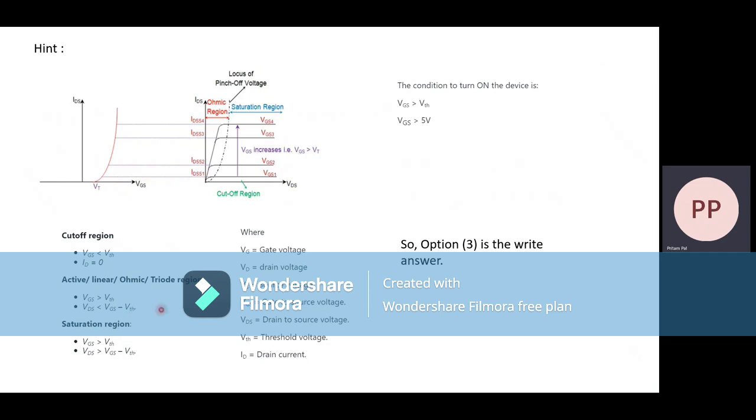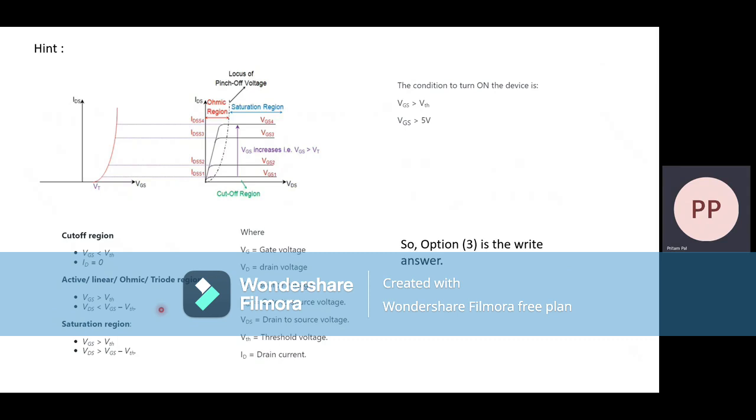Then we quickly come to the saturation region where, for both the active and saturation region, your gate to source voltage VGS has to be greater than the threshold voltage. Otherwise, it will enter into the cutoff region. So that's why the current flowing is very important for both these regions. Then we have another condition, which is source to drain, which is greater than the difference. I mean, this is just the opposite.